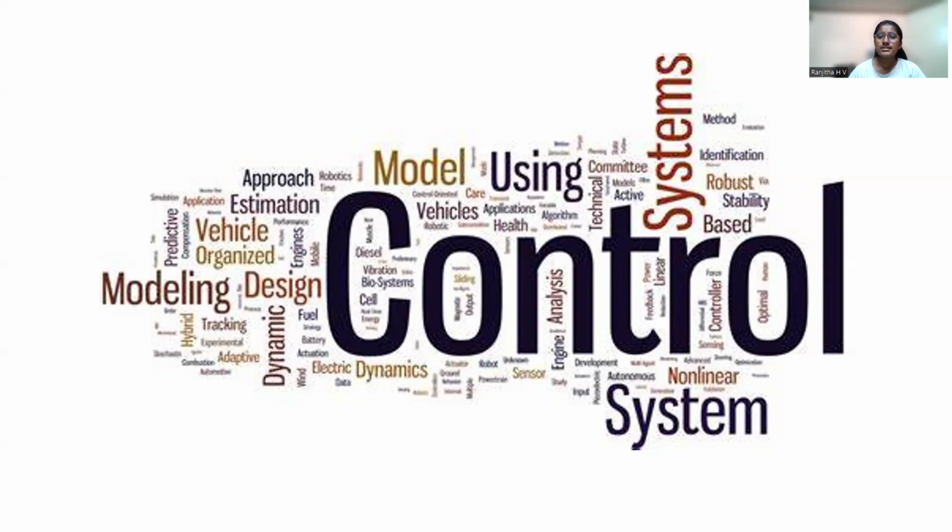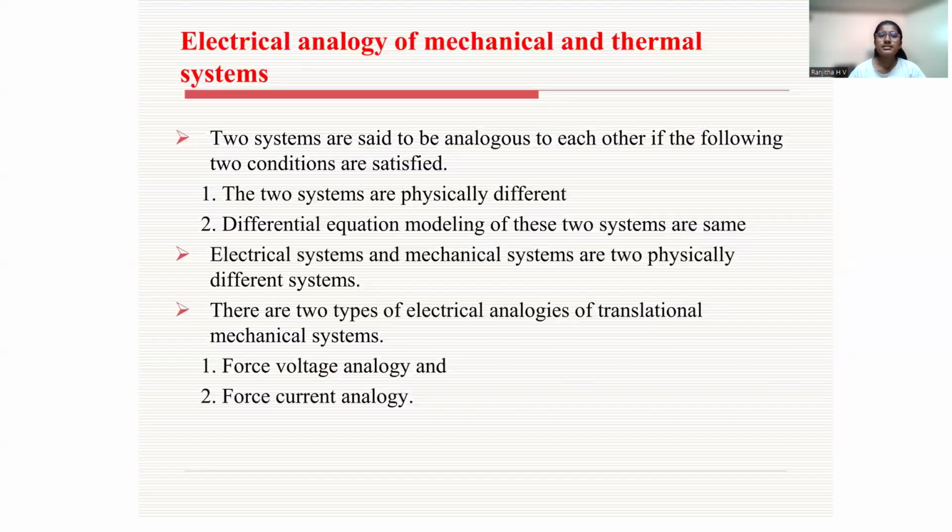Today we are going to discuss the control system. The subject code is BEC 403. In this, the electrical analogy of a mechanical and the thermal system. The two systems are said to be analogous to each other if the following two conditions are satisfied. The two systems are physically different. Differential equation modeling of these two systems are the same. Electrical system and the mechanical system are two physically different systems.